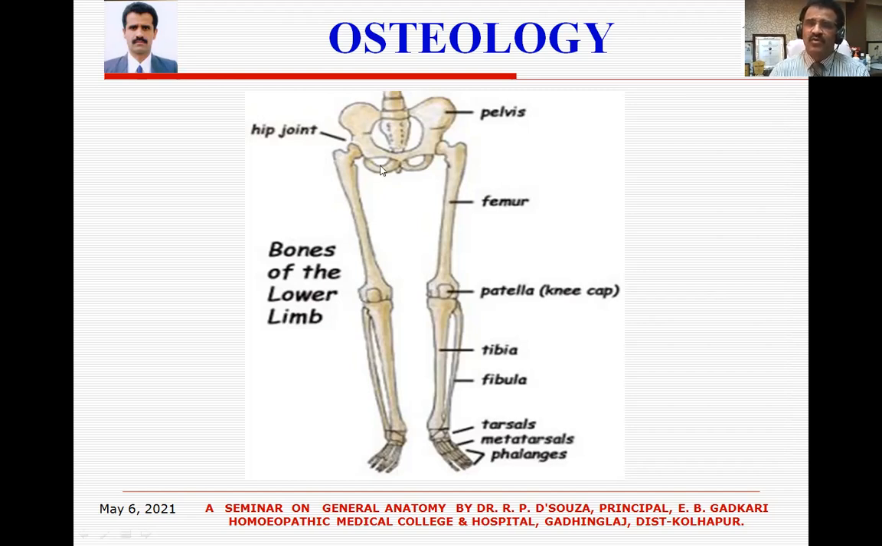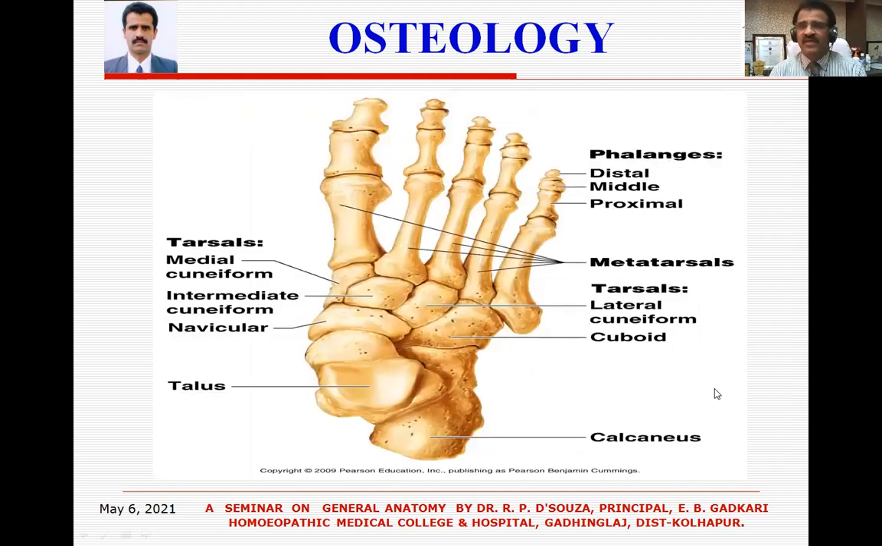So pelvic bone 1, femur 1, patella 1, tibia 1, fibula 1. So altogether 1, 2, 3, 4, and 5. Here you get 5 bones, and in the foot there are the remaining 26. Okay, so altogether 31 in one lower limb. 31 plus 31, 62 in both lower limbs. Though the upper limb and lower limb are homologous to each other, there is a little difference due to erect posture in human beings. Certain things have evolved.